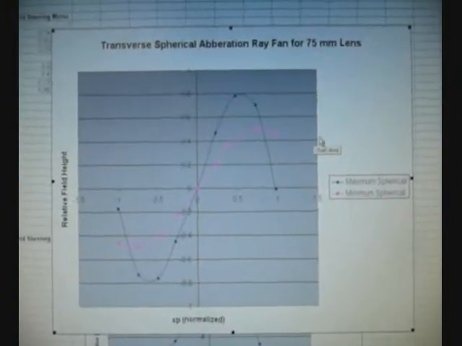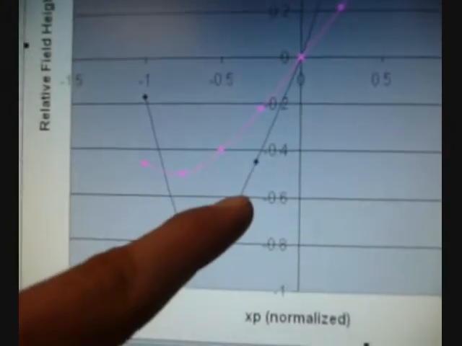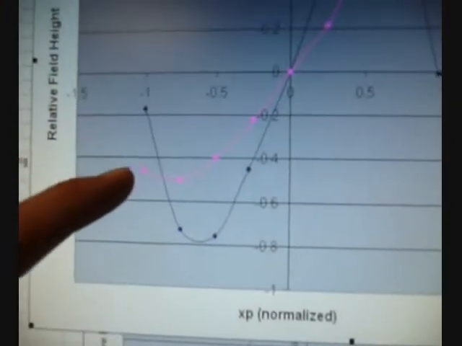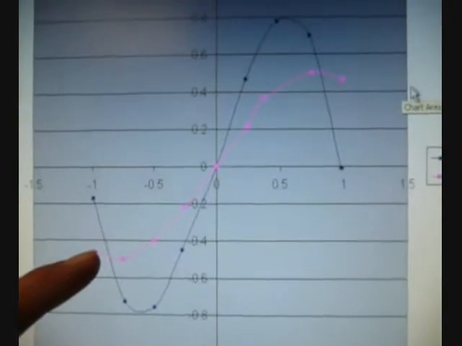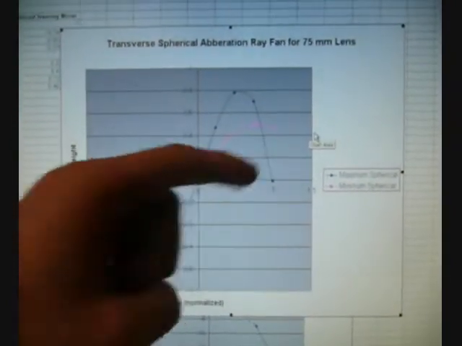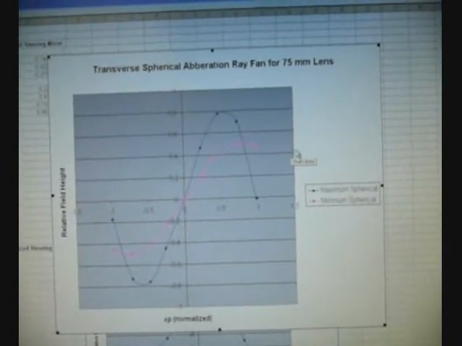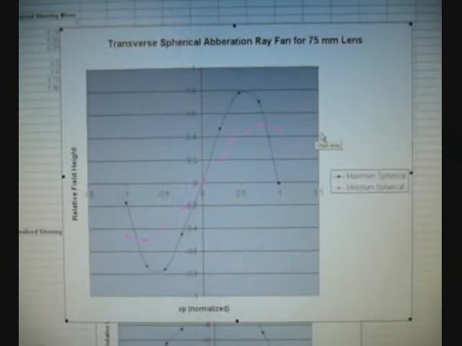As you can see, we've got the blue line plotted here, and that's the maximum spherical aberration, as we had when the laser light hit the plano side first. And the pink line represents the spherical aberration we got when we used the convex side first. As you can tell, it's about half. So this demonstrates how shape factor can improve the spherical aberration in your lens.